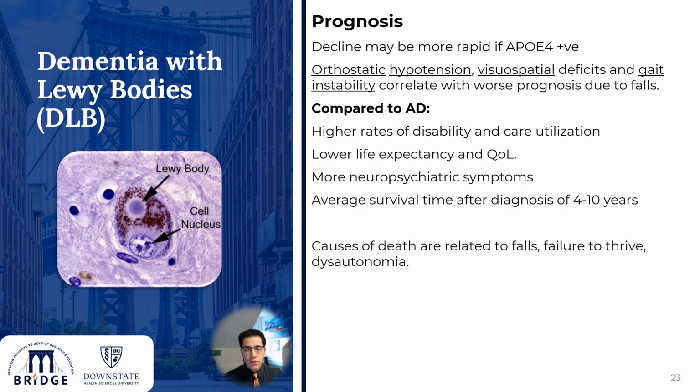So unfortunately, dementia with Lewy body also shows rapid progression, especially if they have one of the alleles for the ApoE4. Orthostatic hypotension, visual spatial deficits, and gait instability usually correlate to worse prognosis due to recurrent falls. Compared to Alzheimer's disease, they have higher rates of disability, lower life expectancy, worse quality of life, more neuropsychiatric symptoms, and an average survival time after diagnosis is between 4 and 10 years. The cause of death is primarily related to falls and failure to thrive.